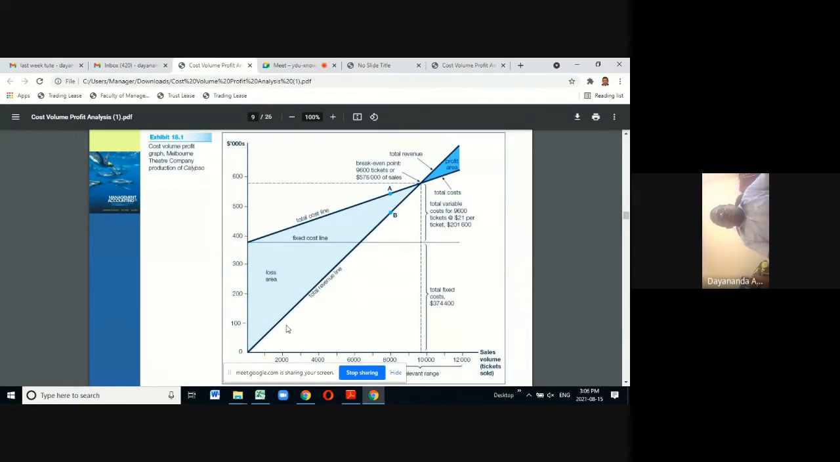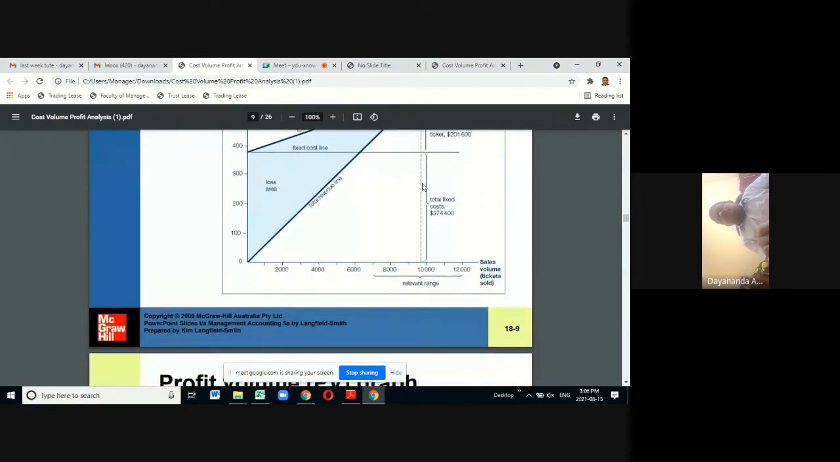What I want to communicate is that you get this line, and you get this line. This is where your total cost and revenue match up. So thereby, you will end up with a break even point at this point. So that is about the break even point.